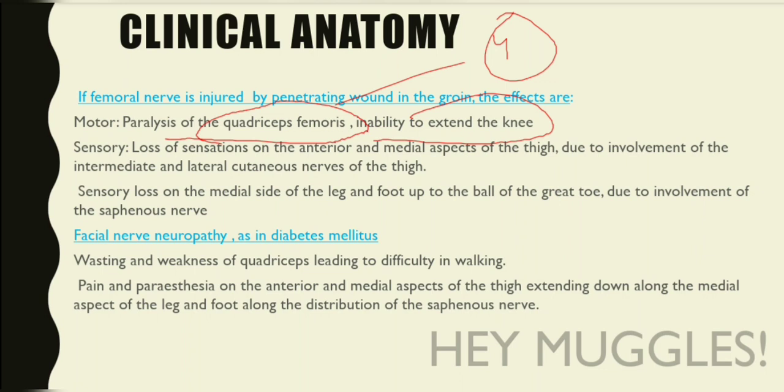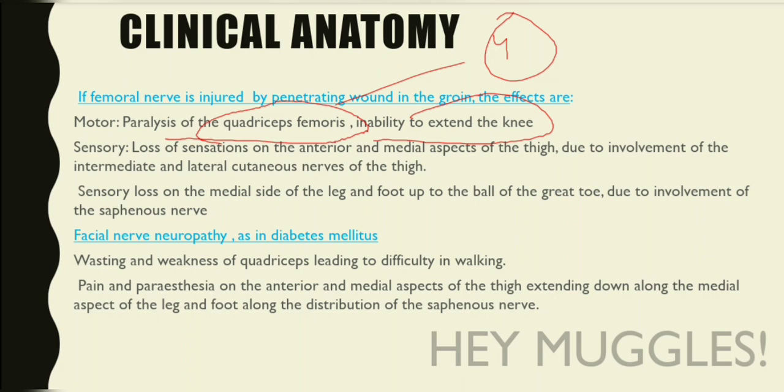Then secondly, there would be weak flexion of the thigh as well. So why weak flexion of the thigh? It is because of the paralysis of your iliacus and sartorius muscles. So we earlier saw that the femoral nerve supplies your iliacus muscle before entering the thigh, and the anterior division of the femoral nerve supplies the sartorius muscle, right? So there would be paralysis of both these muscles, the sartorius and iliacus, and as a result there would be weak flexion of the thigh, right?